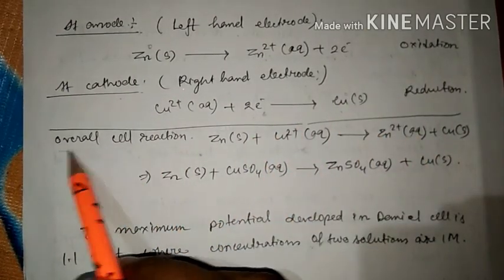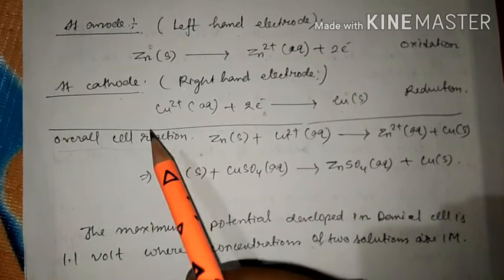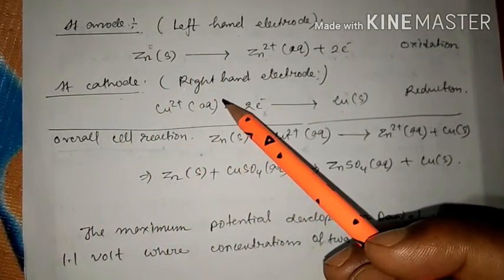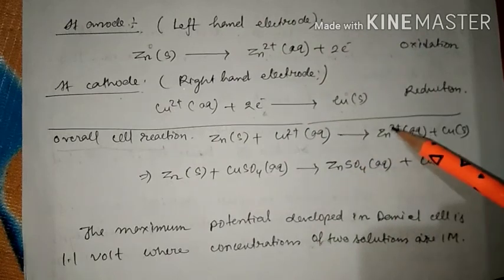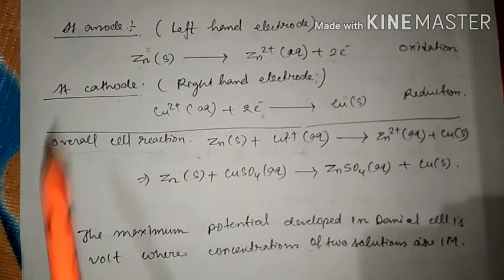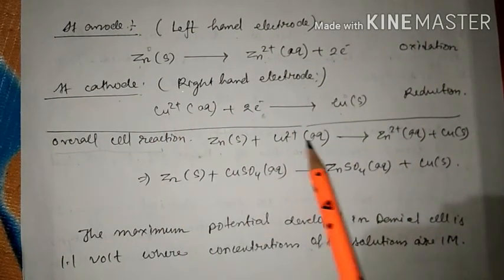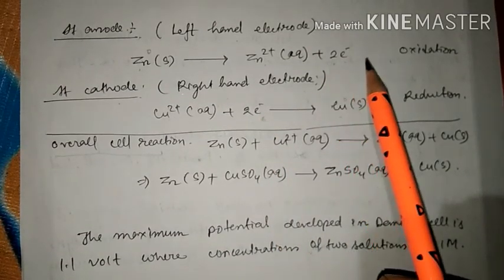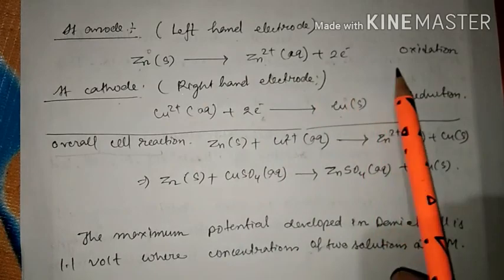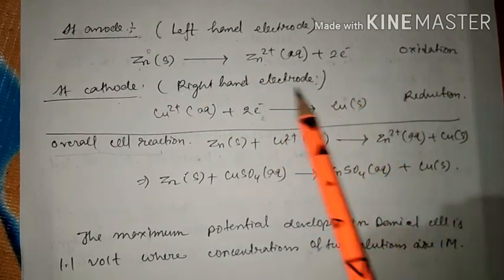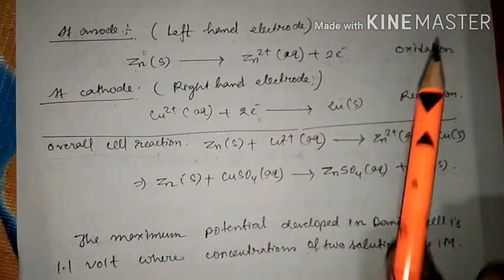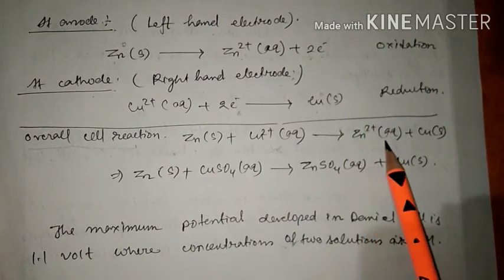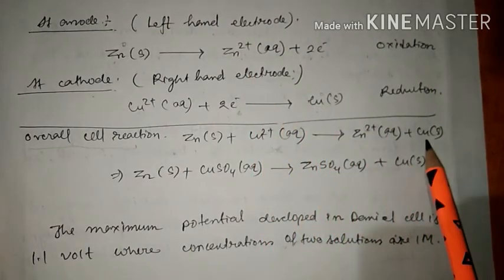Now here is the overall reaction. Simply just add the left hand side and add the right hand side. Here zinc solid, Cu2+ aqueous, and on the other side Cu2+... 2 electrons are cancelled. Okay, because on both sides 2 electrons are there, that's why they are cancelled. And here Zn2+ aqueous and copper solid.